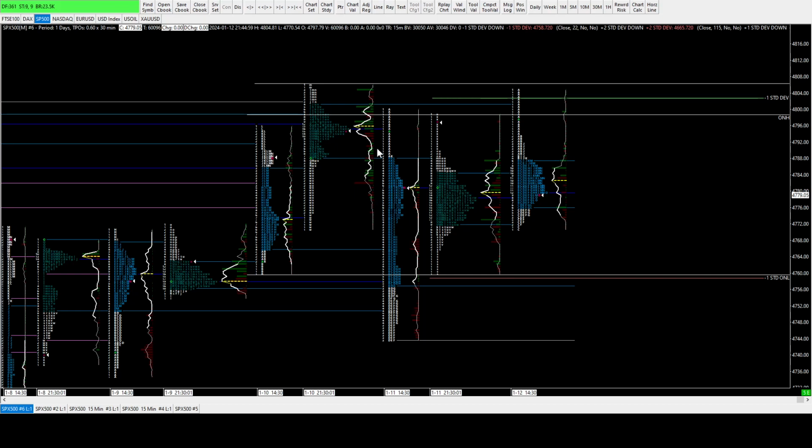So this allows me to see how much volume or contracts is traded at a specific price, as well as some imbalances as well to show me how many buyers or sellers were buying aggressively at those specific levels, which is great to see how traders are essentially trapped from there.